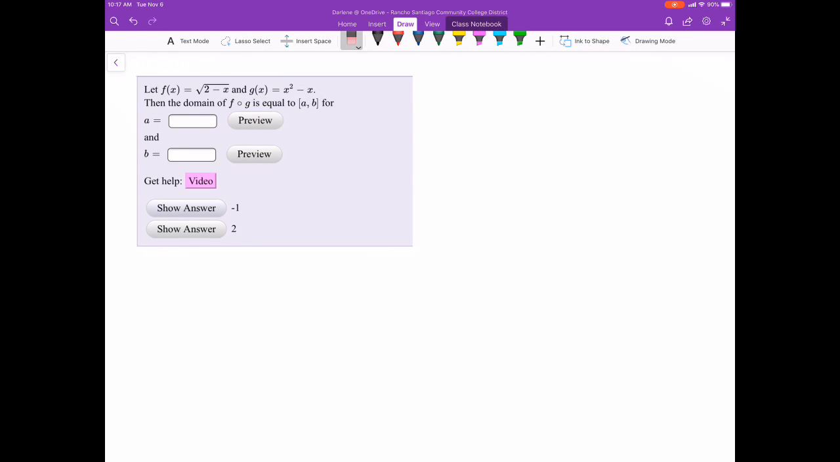Hi, in this example, we're going to find the domain of a composition of two functions. We are given that f of x is equal to the square root of 2 minus x, and g of x is given to us as x squared minus x. The easiest way to do this is probably just to compose the two functions first.